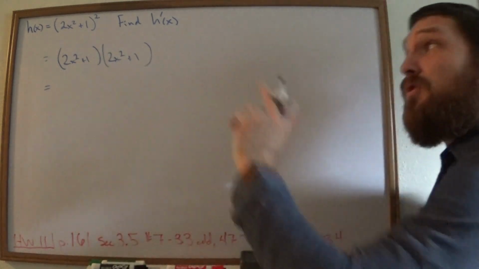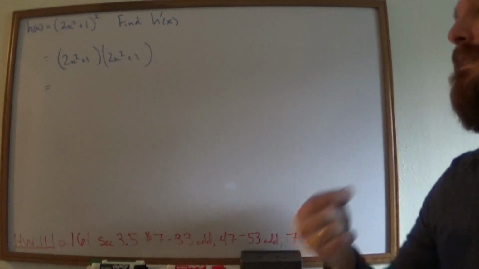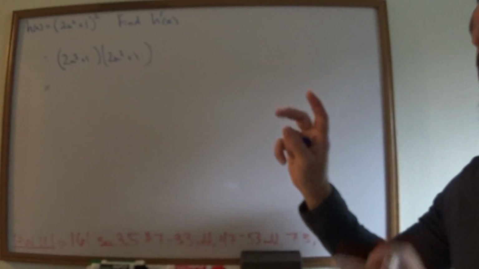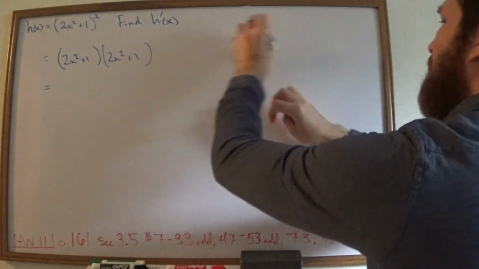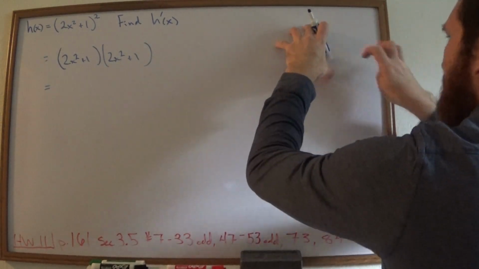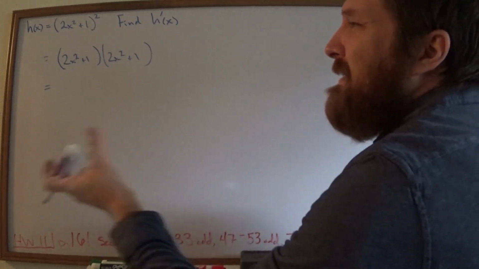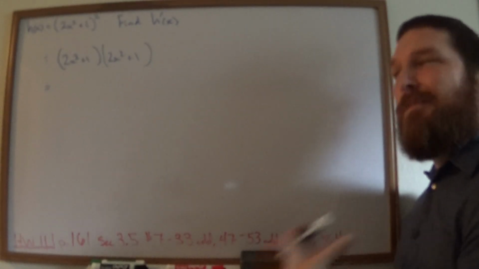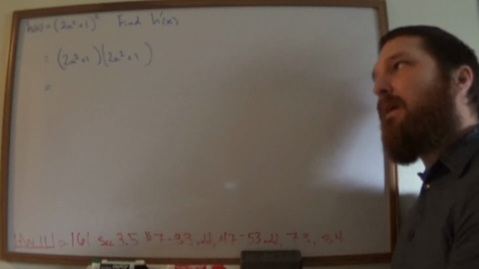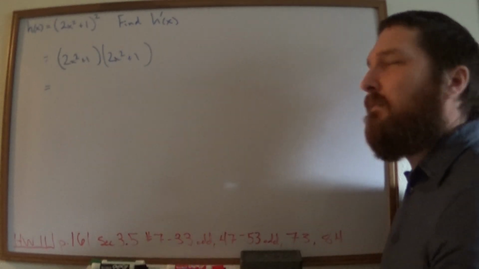Or you could do a product rule. That'd be harder. It seems like that would be harder because I could just imagine it: you're going to have the derivative of something times this thing plus the thing times the derivative of something. With polynomials, it's almost always faster to just multiply them out. Sometimes it's not, but usually it is. So let's just multiply it out.